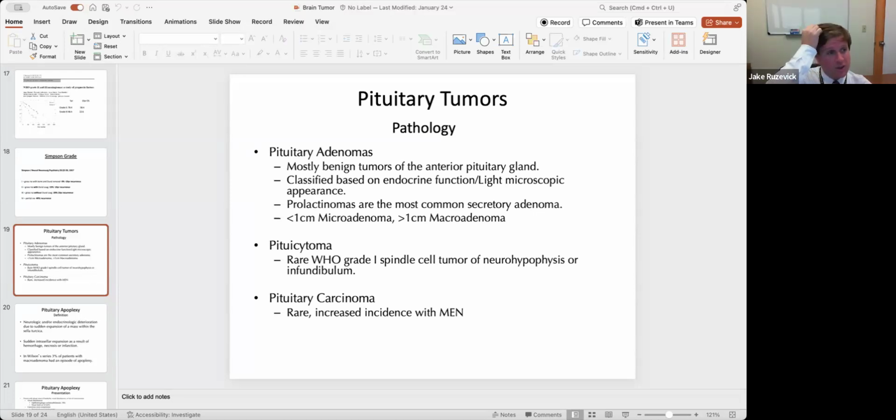Now, there's also going to be cases where you guys are in the emergency room on your intern rotations, and a patient is going to come in with an acute onset of headache, blurry vision, nausea, vomiting.